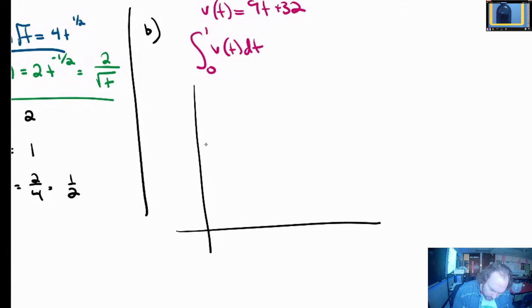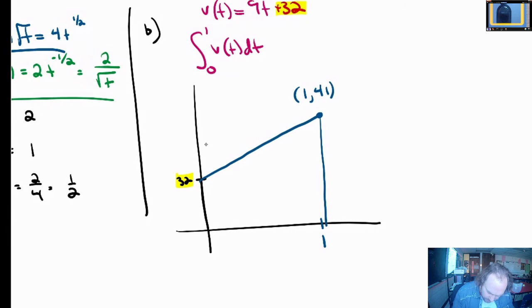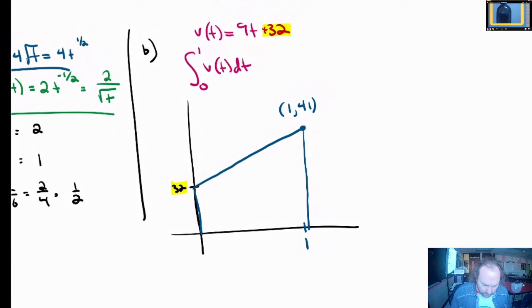I know that at 0, it's at 32 because of the y-intercept of 32. And I'm just doing some quick head math. After 1 hour, 9 plus 32 would give me 41. So I know the point here is the point (1, 41), and that's going to be the other point. Evaluating this integral is going to be as easy as finding the area of this trapezoid. We know this side is 32, this side is 41, and that side is 1. So this will actually be pretty simple to do.